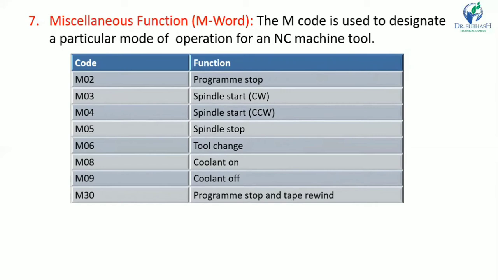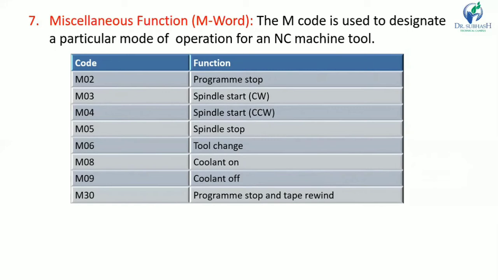M02 means the program stop. M03 means spindle start clockwise. If you want to rotate the spindle in the clockwise direction, then we have to write M03. And if the spindle rotation is counterclockwise, then we have to write M04. That means the spindle starts in the counterclockwise direction. M05 is spindle stop. M06 is tool change. If you want to change the tool, then we have to use M06.